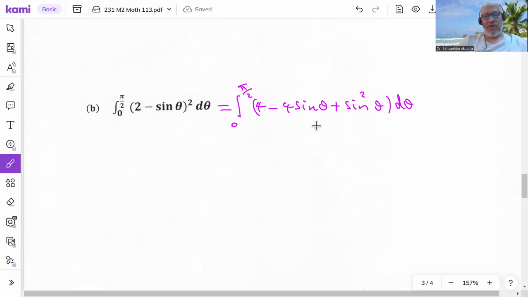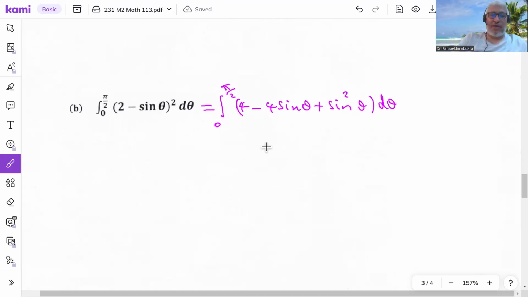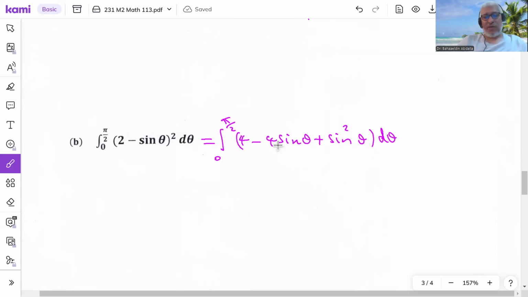Well, everything is okay here. I can find the integral of 4 sine theta, but sine square, what to do with it? Well, sine square, I have to write it as 1 minus cosine. That's a formula, 1 minus cosine 2 theta over 2. Whenever you have sine square, you can change it to 1 minus cosine 2 theta over 2.